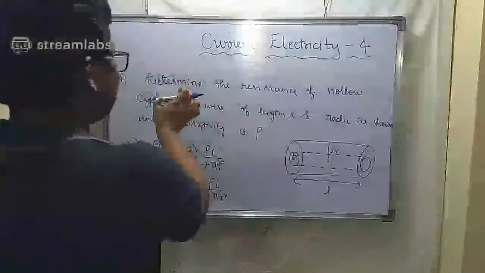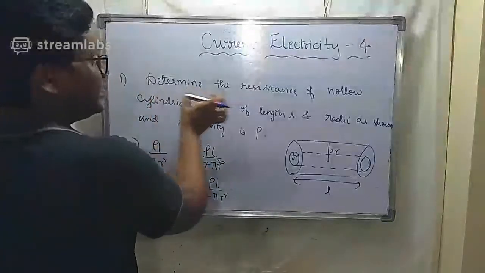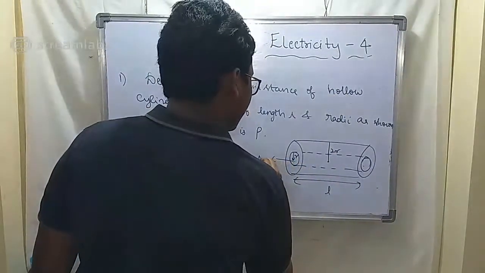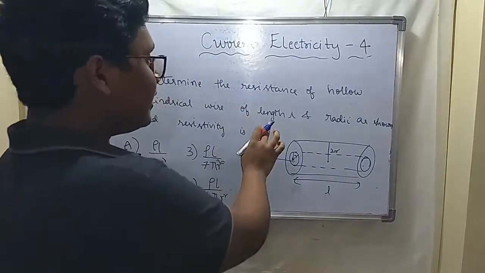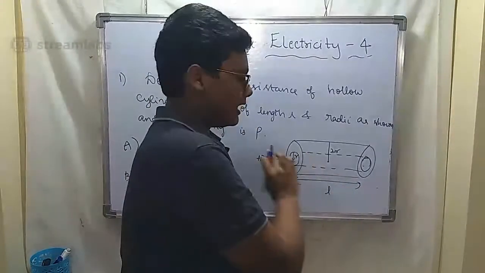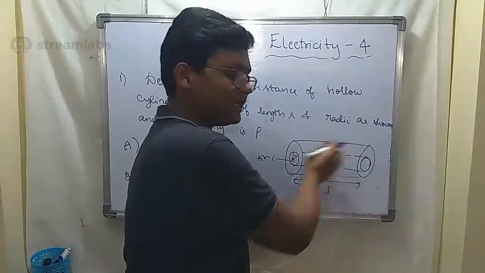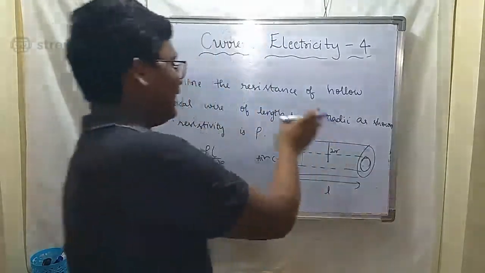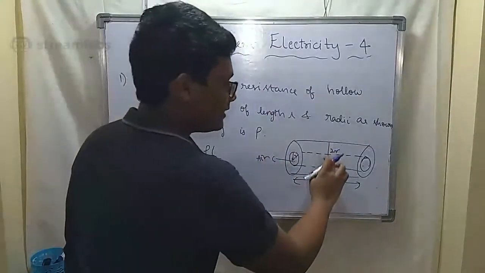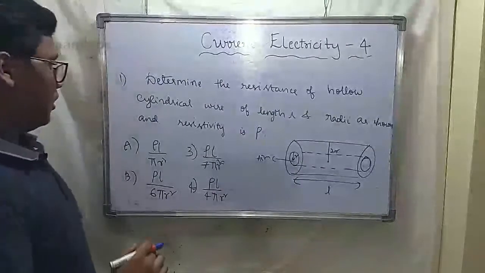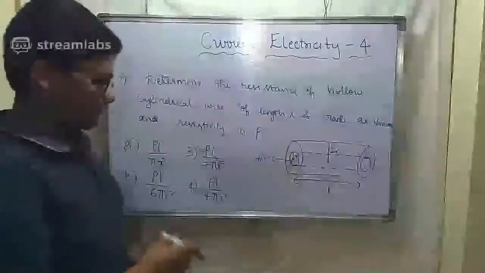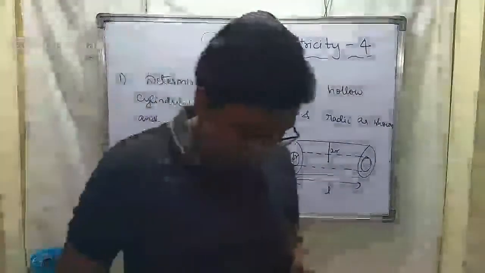See, guys, determine the resistance of the hollow cylindrical wire, where hollow means this is containing air, of length L. This is a wire, and this hollow space has radius r, and the outer radius is 2r. Okay, the resistance is rho. These are the options. Give me the answer in the live chat now.